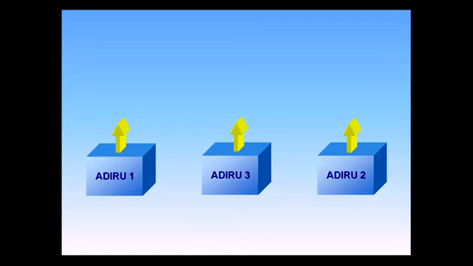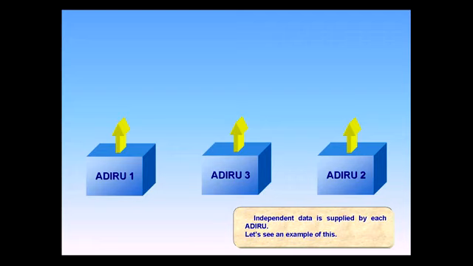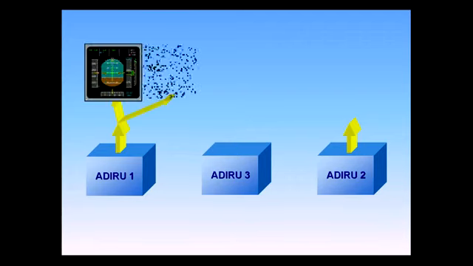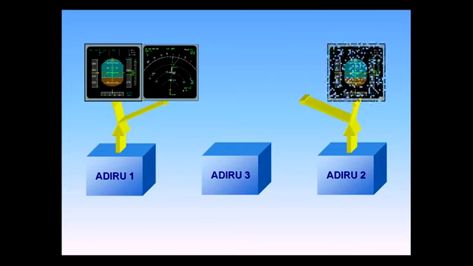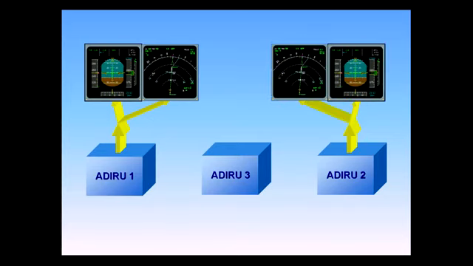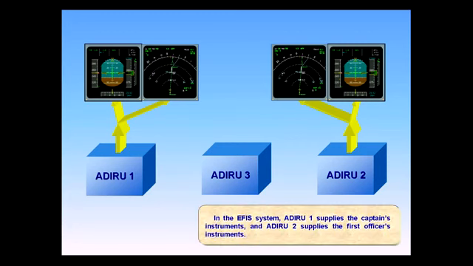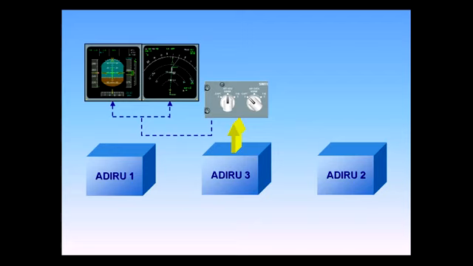Let's see an example of this. In the EFIS system, ADIRS 1 supplies the captain's instruments, and ADIRS 2 supplies the first officer's instruments. ADIRS 3 is available as a standby to either EFIS system via the switching panel.